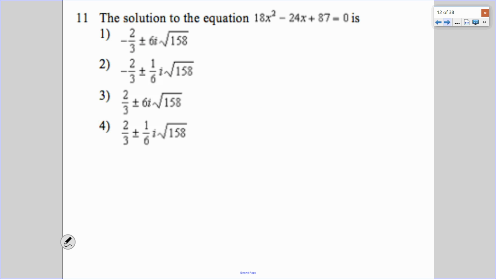The solution to the equation. Well, it's a quadratic equation. I'm looking at the answers, like the i's and radicals, so I know I'm going to have to use the quadratic formula.